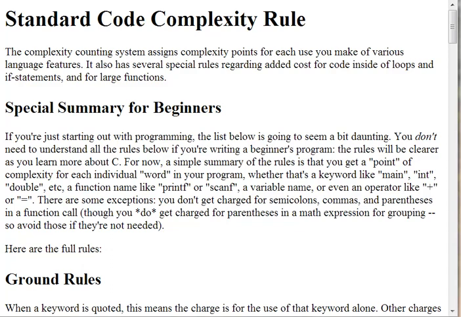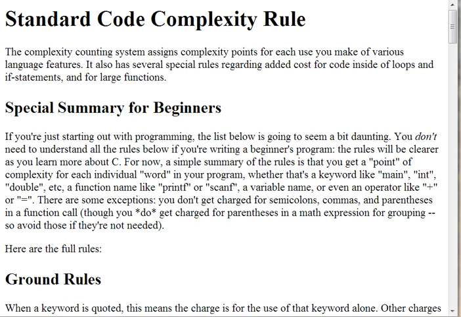A repeated theme in this course is writing programs that meet a numerical standard for elegance or conciseness. It's not enough to write working code. You must also write code that is no more complex than some threshold, as measured by a complexity metric. And this lecture looks at the code complexity metric that's used in this class.